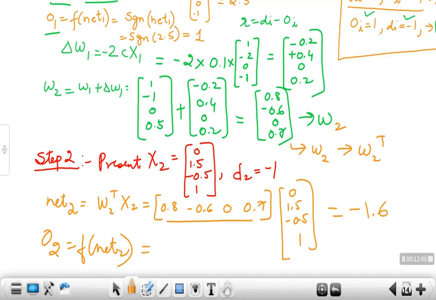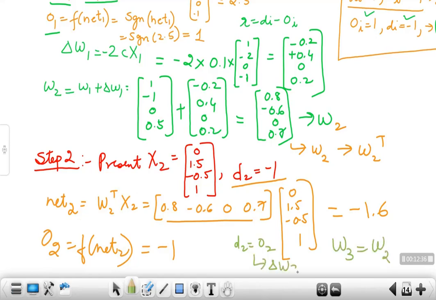So calculate net 2. And after that, you calculate f net 2, that is O2. So what is net 2? I am again and again saying net 1, it is net 2. Net 2 is minus 1.6.